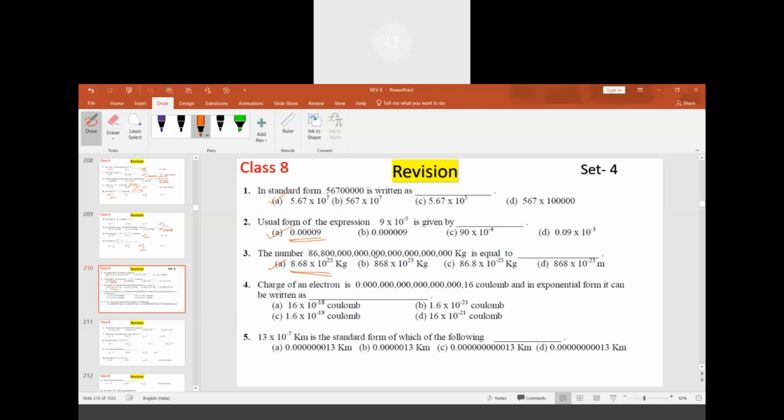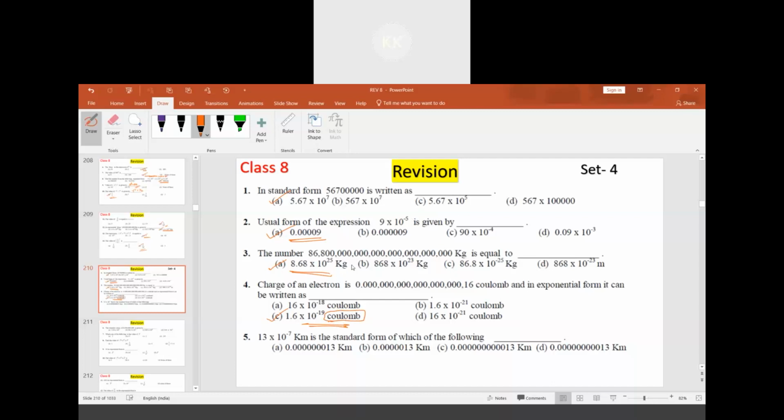Option C, sir. See, 1.6 into 10 to the power of minus 19 coulomb. This is standard. In class 11th, there is the electrostatics chapter. You will make use of this concept of unit of charge. The charge of an electron is 1.6 into 10 to the power of minus 19 coulomb. Coulomb is the SI unit of charge.